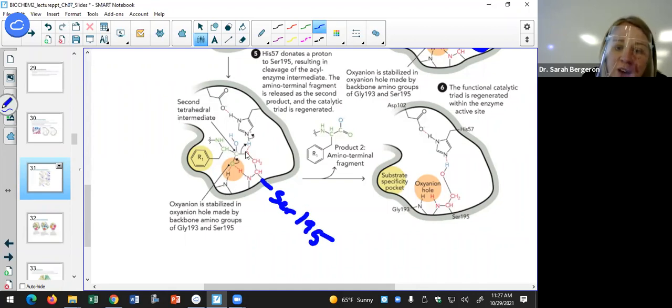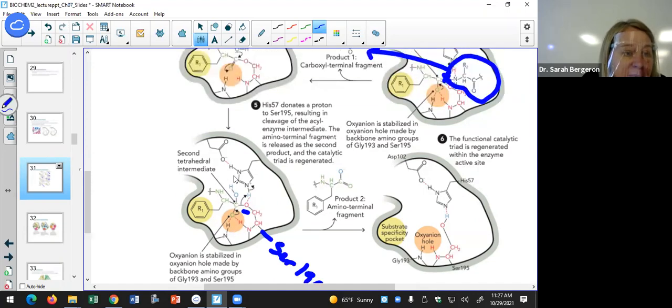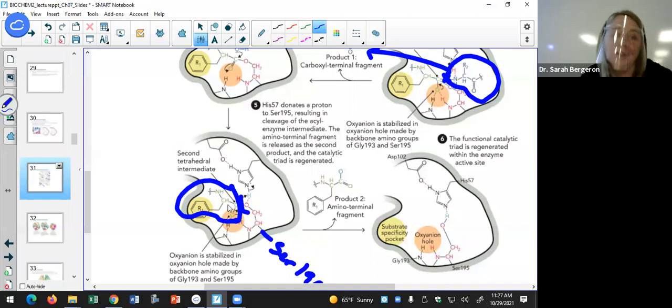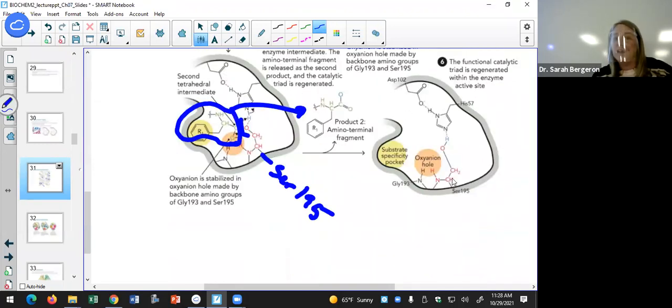Our serine 195 needs to be reprotonated. So this oxygen right here needs to take back that hydrogen in order to regenerate back to our initial state, right? What about our glycine? It already has the hydrogen. Our serine has this hydrogen, so that's good. But this bond will break and we'll be able to release our carboxy terminus. And so this actually gets kicked out. And when that happens, we now have regenerated our original catalytic triad.